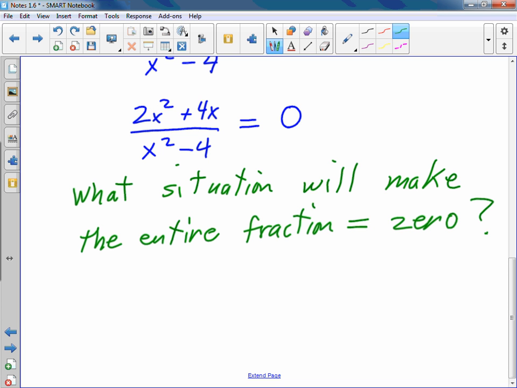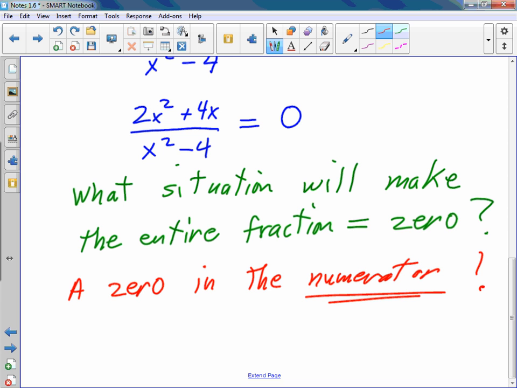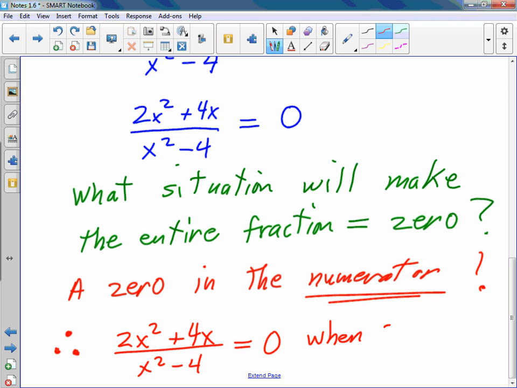0 in the denominator? In the numerator? Yes. A 0 in the numerator, and then we don't care. A 0 in the numerator. Okay? So then we can say, therefore, 2x squared plus 4x over x squared minus 4 equals 0 when 2x squared plus 4x equals 0.